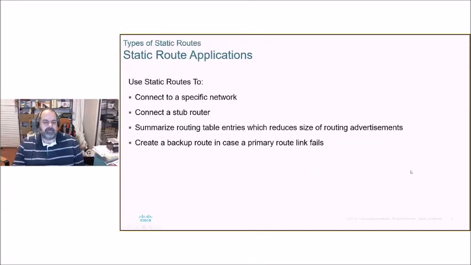Okay, now, you can use static routes to connect to a specific network, connect to a stub router, or summarize routing table entries, which reduces size of routing advertisements. You can create a backup route in case a primary route link fails.